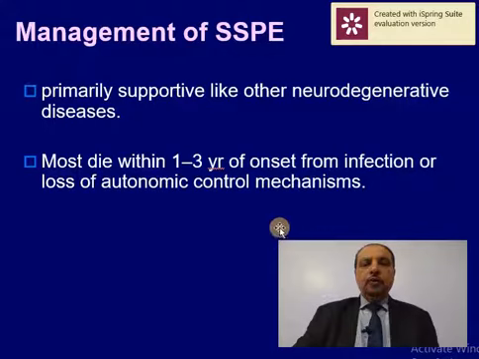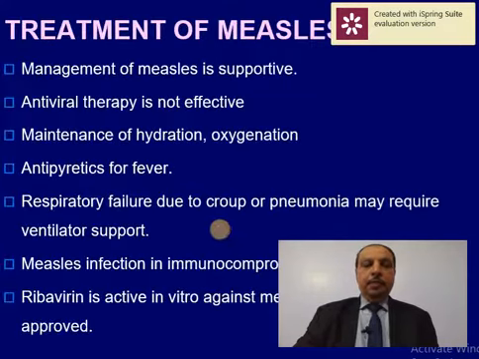The management of subacute sclerosing panencephalitis: we told it is a fatal disease. That's why the management is only supportive. And most die within 1 to 3 years of onset of infection or loss of autonomic control mechanisms. What are the lines of treatment of measles?